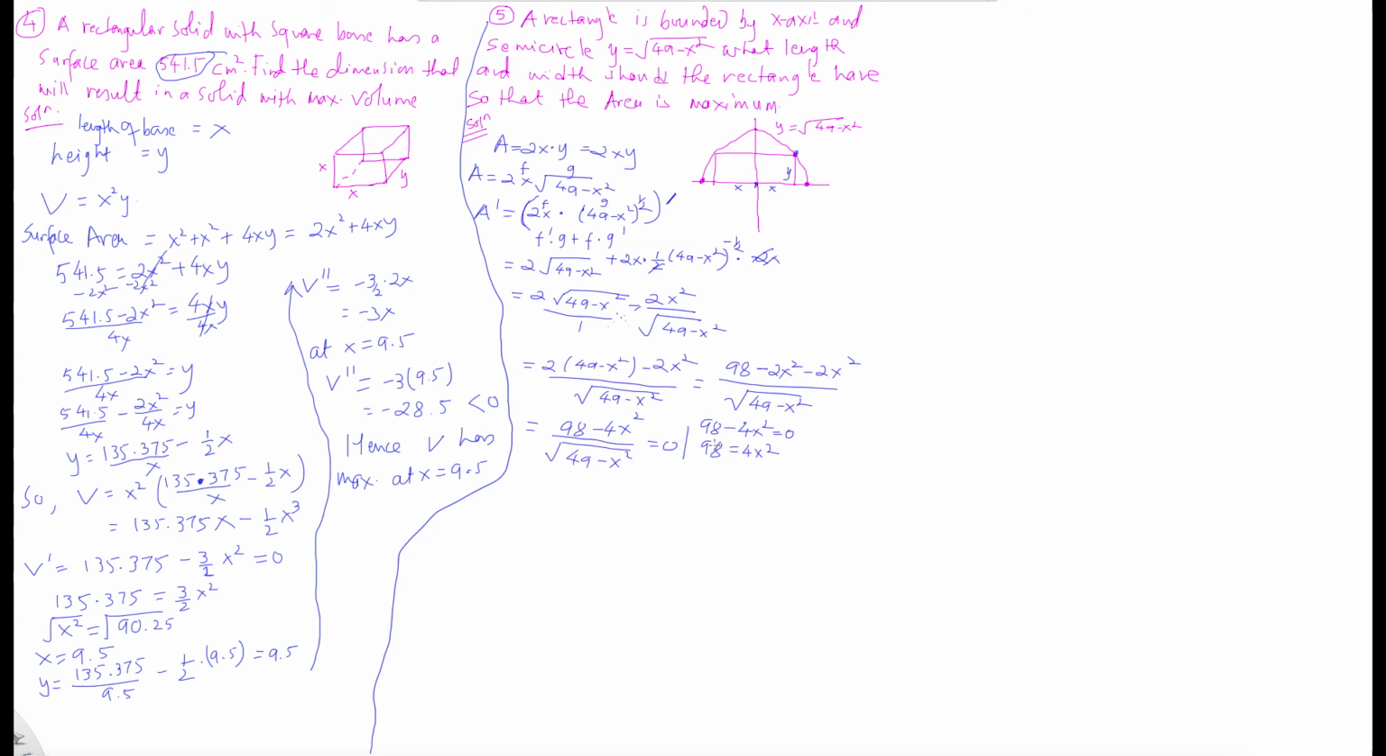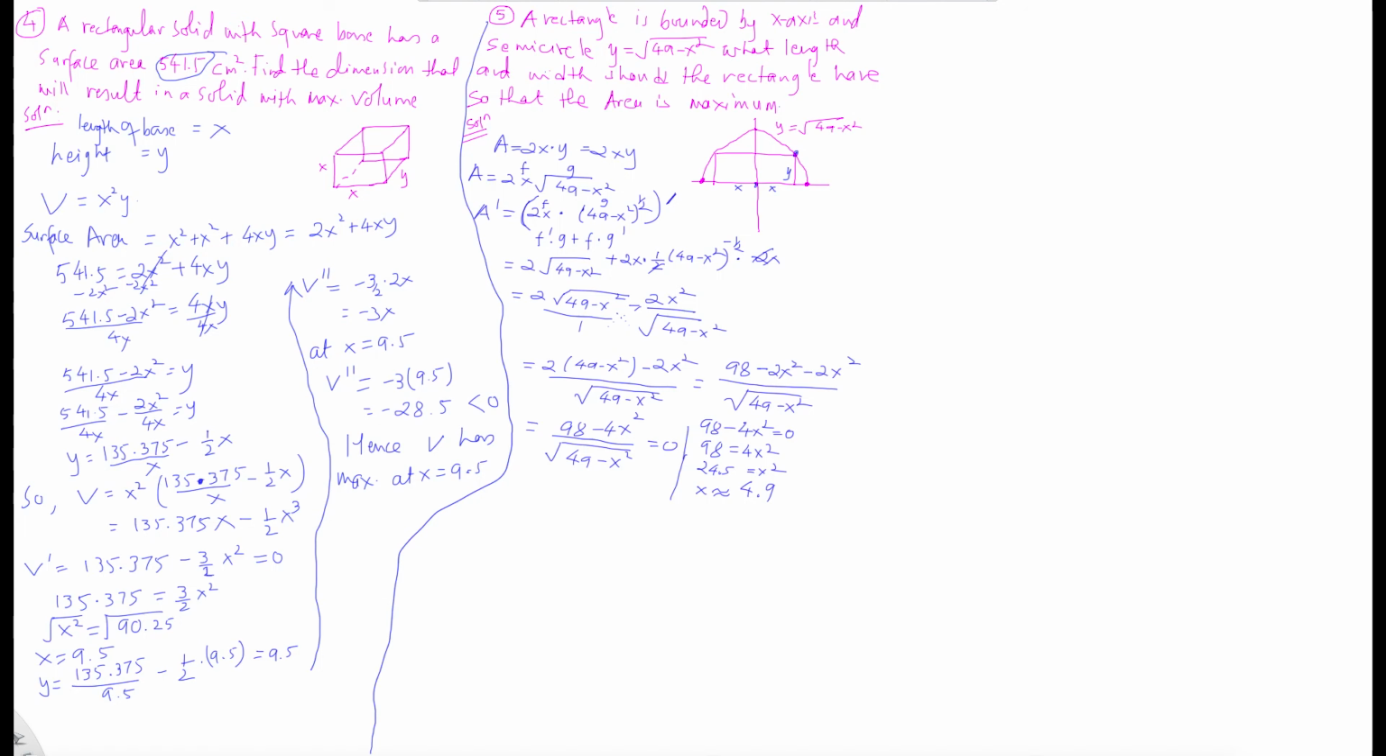You will get 98 divided by 4, which is how much? It is 24.5 equals x squared. If you take the square root, x is approximately equal to 4.9, because 5 squared is 25, right? So 4.9 squared will be almost equal to 24.9.